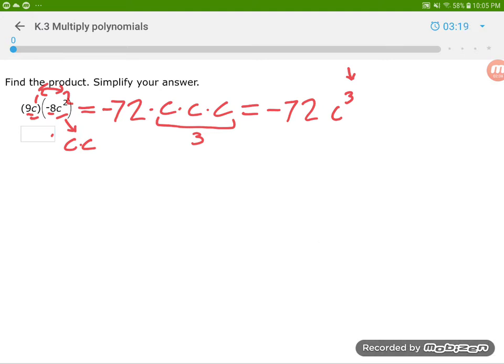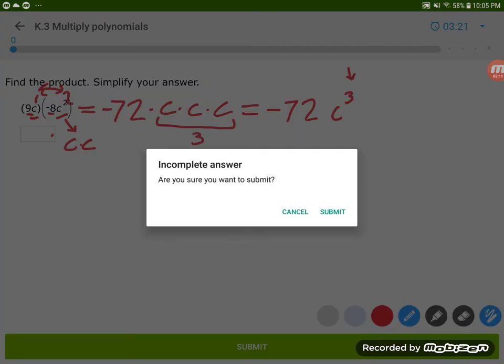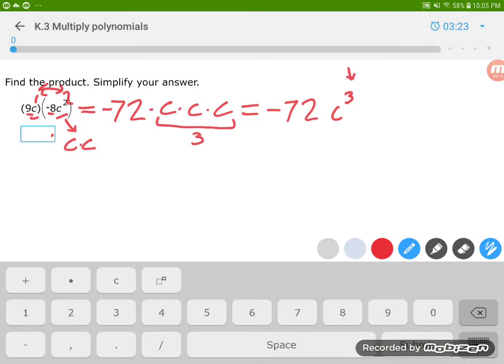How do I get the writing thing? No. Ugh, I can't write it? Come on. I love that feature. No, I guess not. Okay.